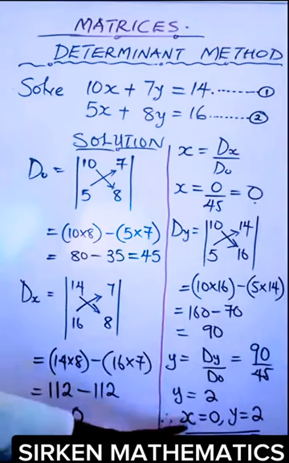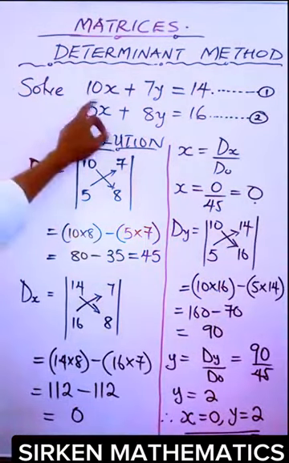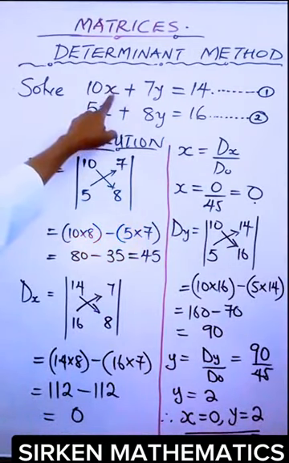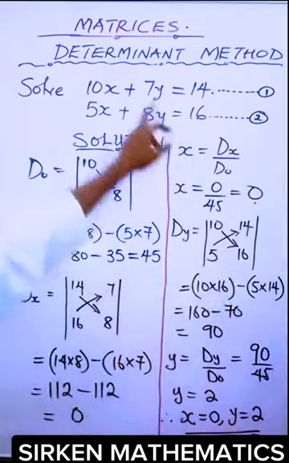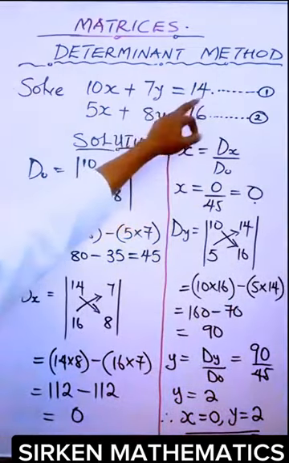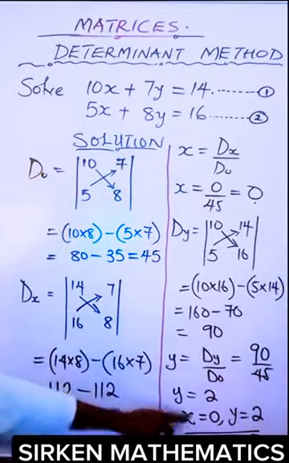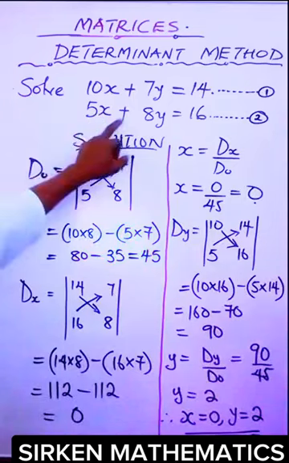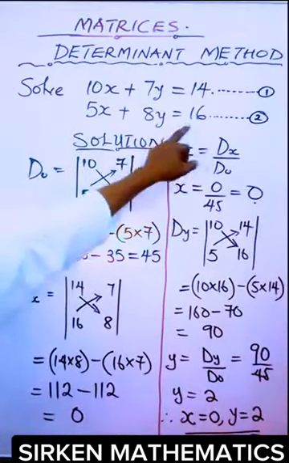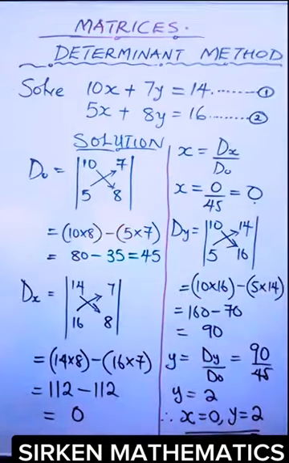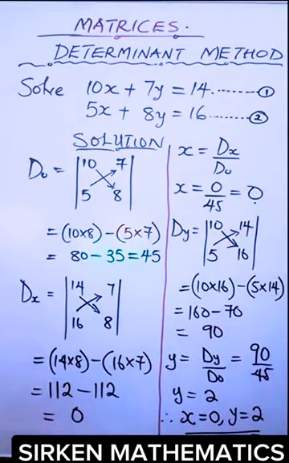You can verify. You fix these values in the first equation. X is 0, so 10 times 0 will give me 0, plus y is 2, 7 times 2 will give me 14. So you can test it again here. X is 0, 5 times 0, 0, plus 8 times 2, 16. Absolutely, we are correct.